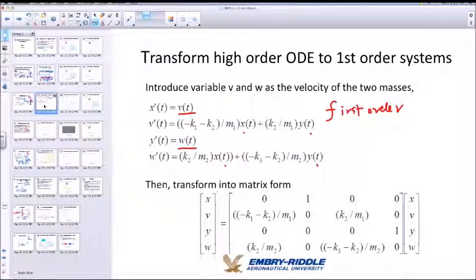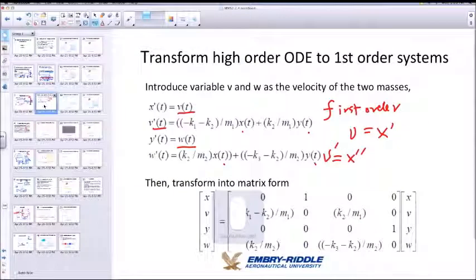Why? Because v equals x prime, x double prime is simply v prime. See? That's x double prime. And with w equal to y prime, the y double prime is simply w prime. That's the second equation. So if I write it in matrix form, see, this is the derivative.